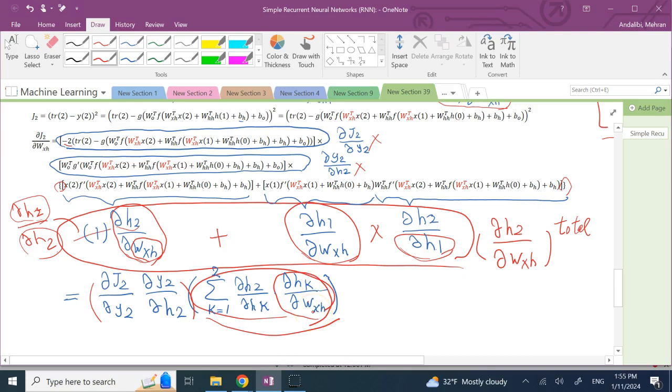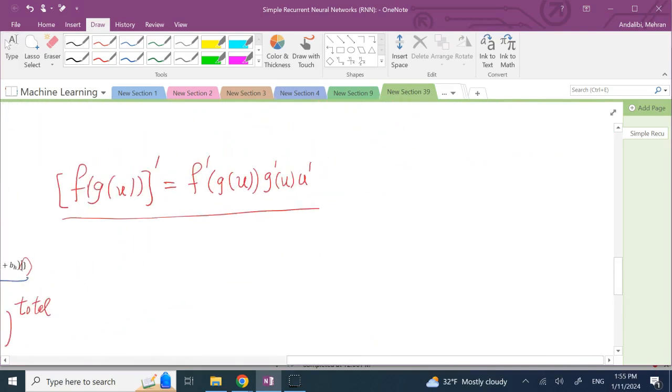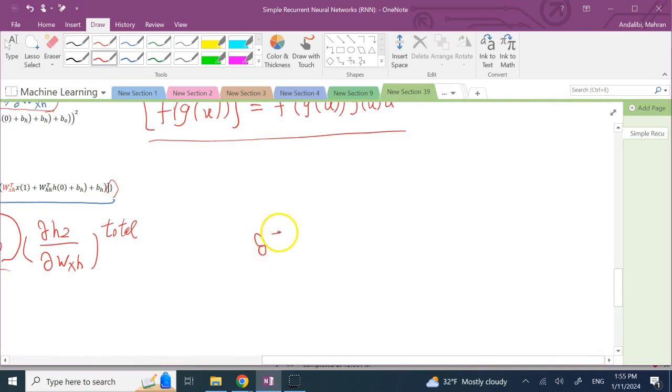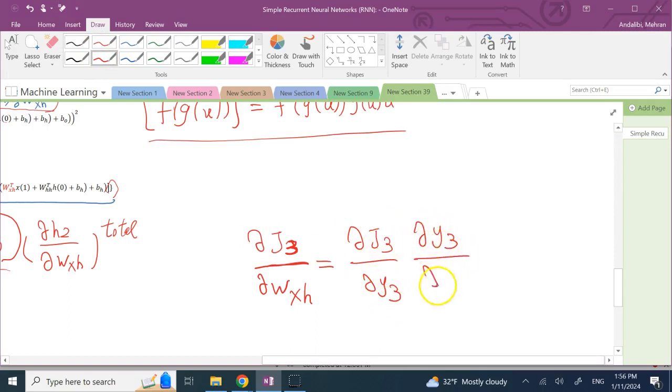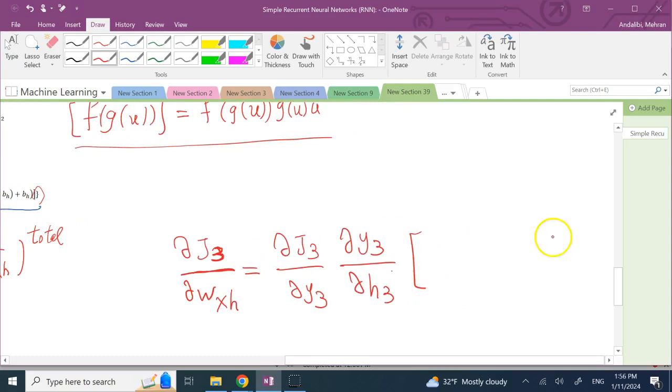So now if I want to do, let's say, partial of j3 with respect to wxh, I can use a similar formula and I don't need to do all those expansions. Why? This is partial of j3 with respect to y3, because it's directly a function of y3. Partial of y3 with respect to what? h3, because it's directly a function of h3. And then times the total derivative of h3 with respect to that wxh. And how is this total calculated?